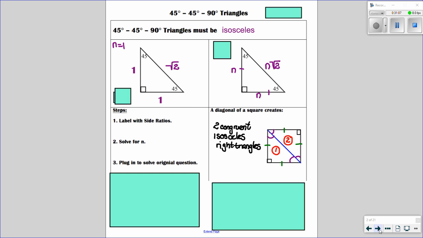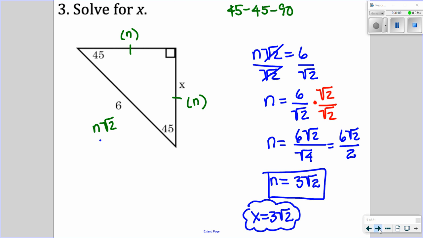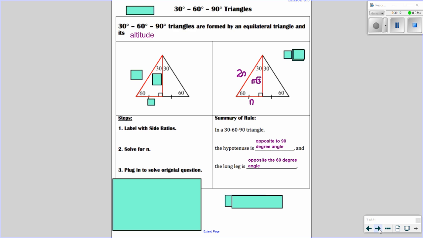And the 30, 60, 90 is formed from an equilateral triangle with the altitude. So taking that little triangle from the equilateral triangle, you will get the side ratios of n, 2n, n root 3. N represents the short leg, opposite of 30. N root 3 represents the second short leg, opposite of 60. And 2n is twice the short leg, and it's opposite the 90-degree angle. So it's the longest side.